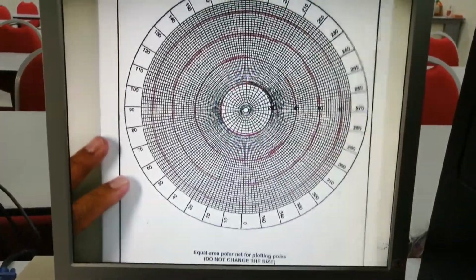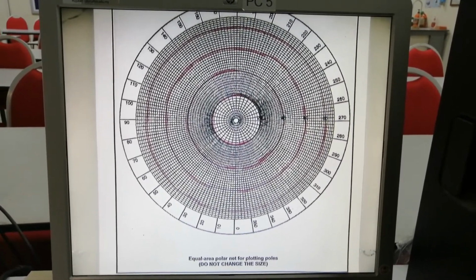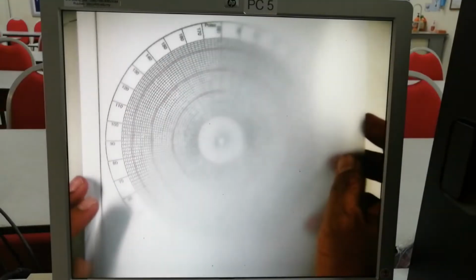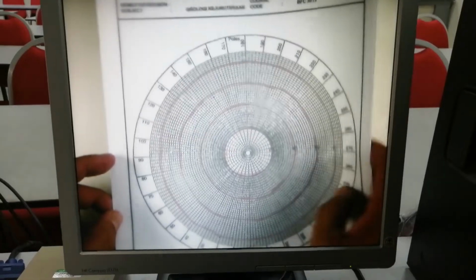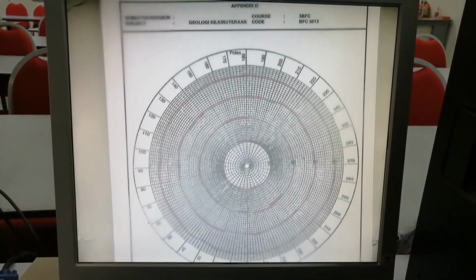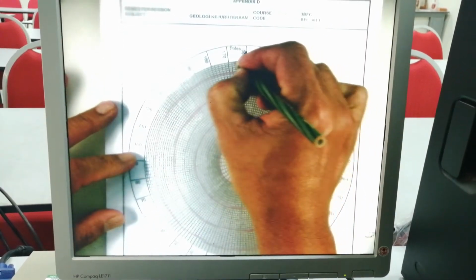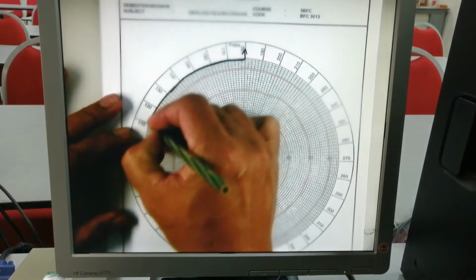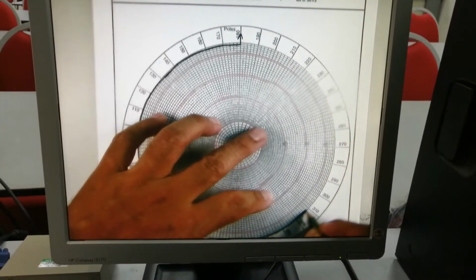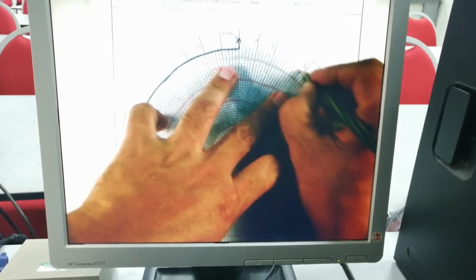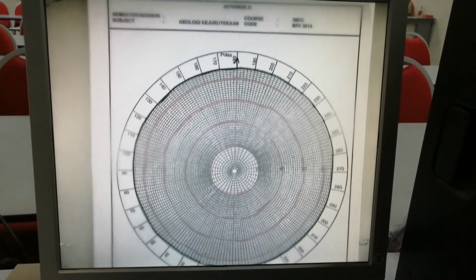To plot the dip direction and dip angle pole, you need to have this equal area polar net for plotting poles. You should have tracing paper. You have to overlap your contour and plotting pole net, and then you have to draw this line. And then you can start to draw your pole.